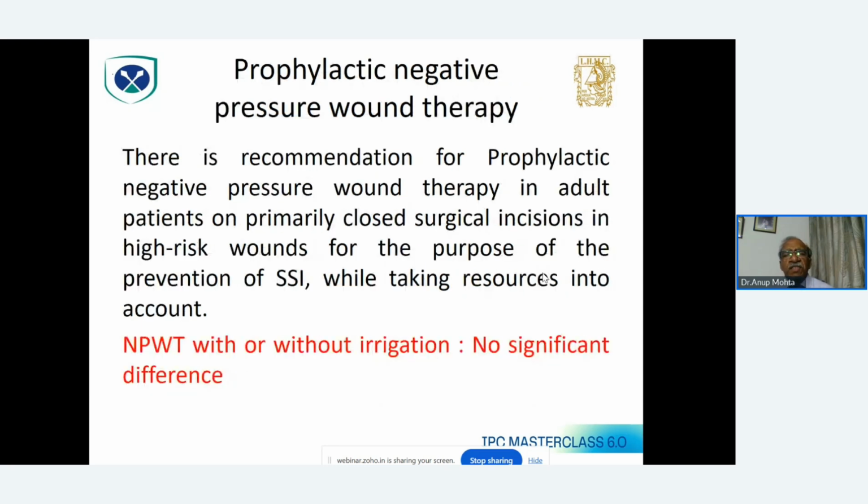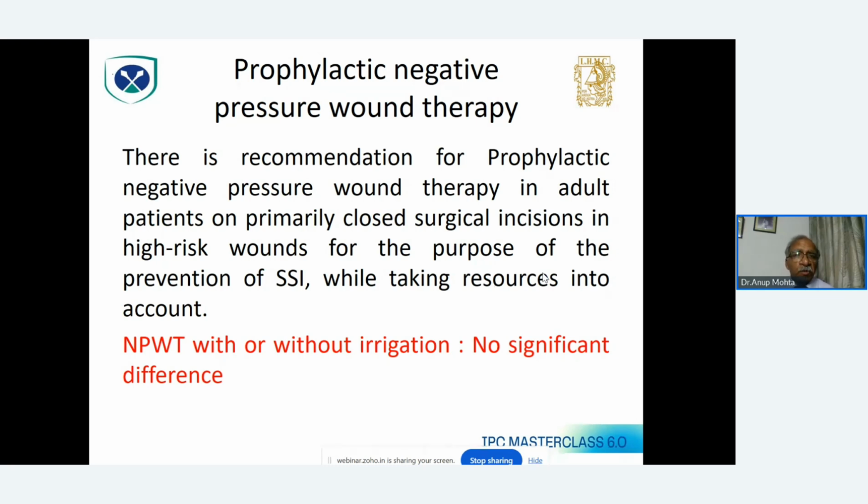Another tool available in the hands of surgeons is prophylactic negative pressure wound therapy. There is a recommendation for prophylactic negative pressure wound therapy in adult patients on primarily closed surgical incisions in high-risk wounds. That is, I would say, contaminated and dirty wounds, but it may not be used in clean or clean-contaminated wounds for the prevention of SSI while taking resources into account.